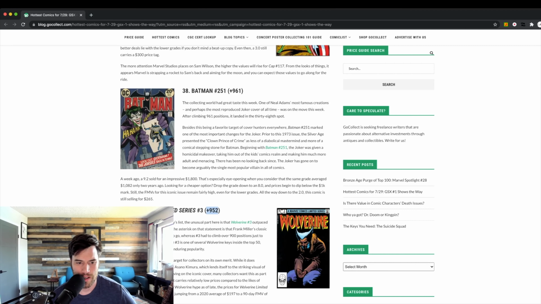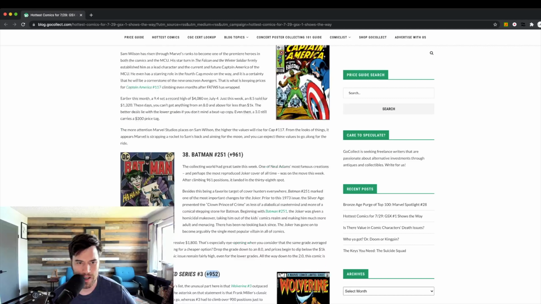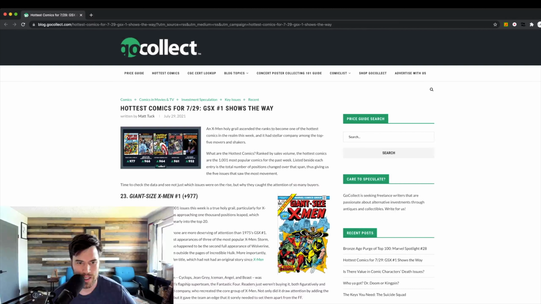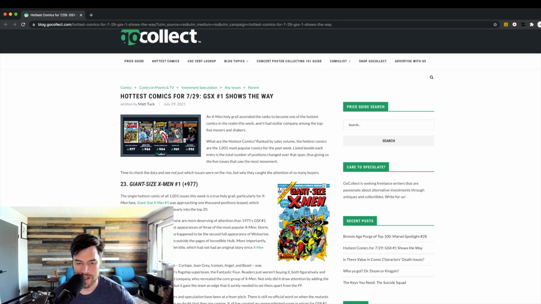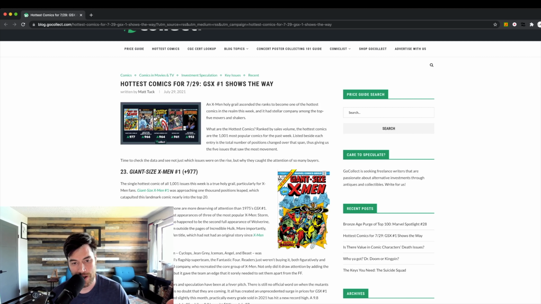So that's my take on the top five hottest books according to GoCollect. Like I said, this goes by sales volume. So you can look at it here, moving up many spots. But that doesn't indicate if it's going up or down. All it means is a lot of people are selling and buying them.